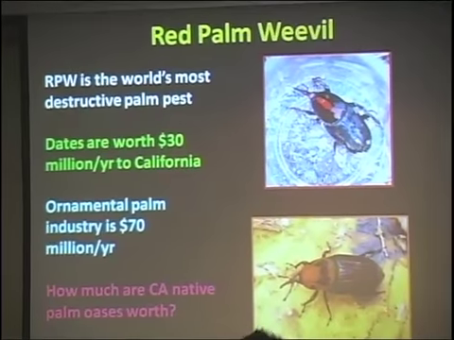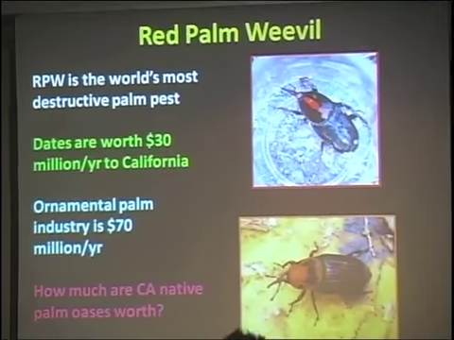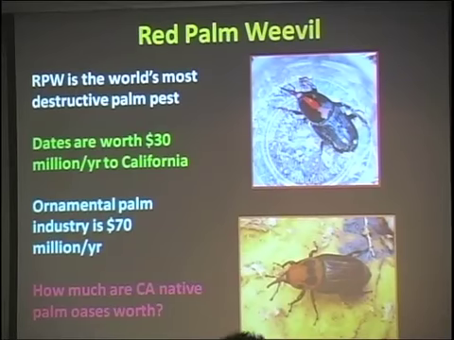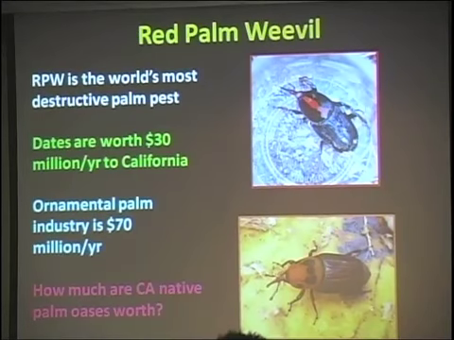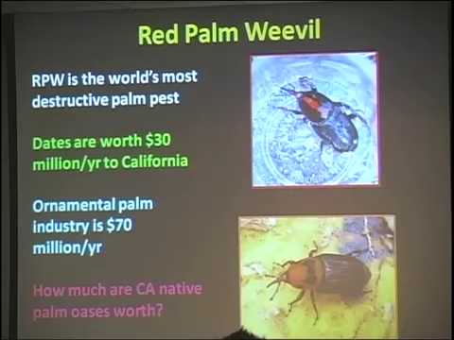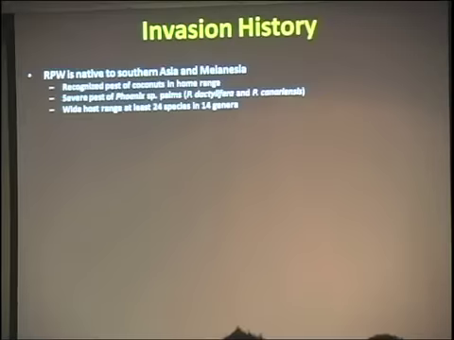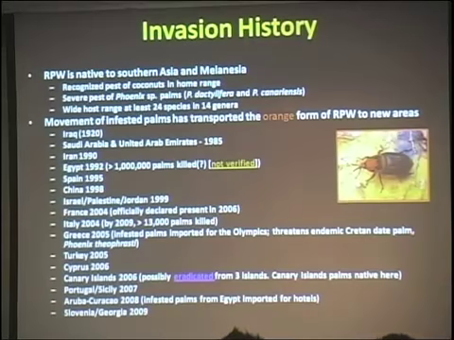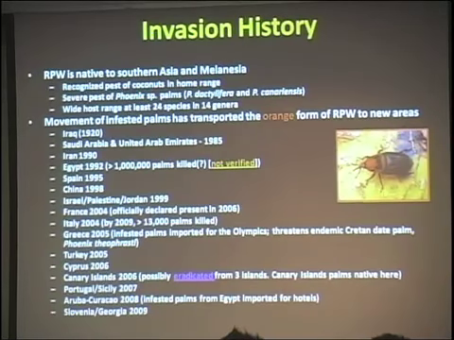But I ask you, what is the value of our native palm oases out in the Anza Borrego? Priceless? Probably. And are they going to be vulnerable to attack by these palm weevils? The red striped form of red palm weevil or the orange type of palm weevil? So the invasion history. What I want to emphasize with this very cluttered slide, and I made it intentionally like that, is you can see a lot of countries listed here. Starting in 1920 right through to 2009.